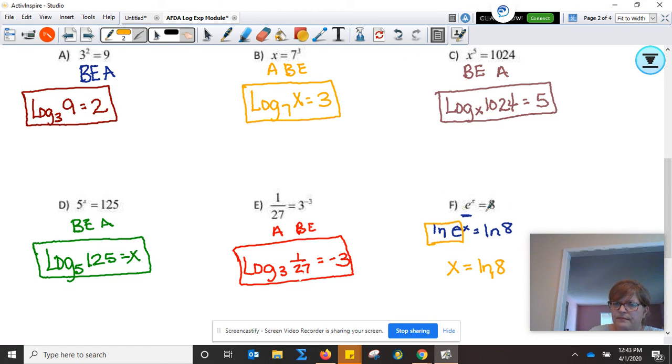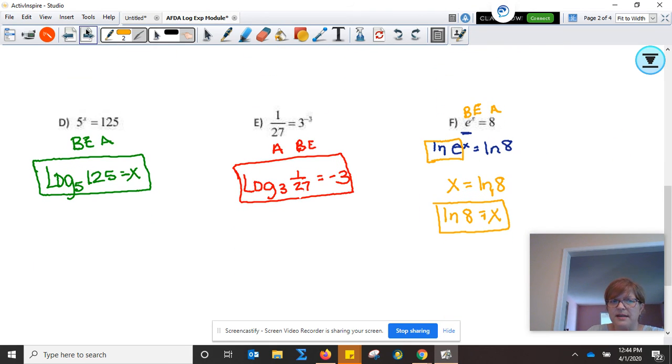And it's kind of like if we were saying base, exponent, answer. Log, natural log, b becomes natural log, your answer 8, equals x. And we got the same answer doing it either way. Just know that e and natural log are inverses of one another.